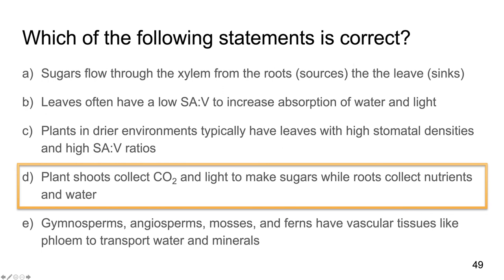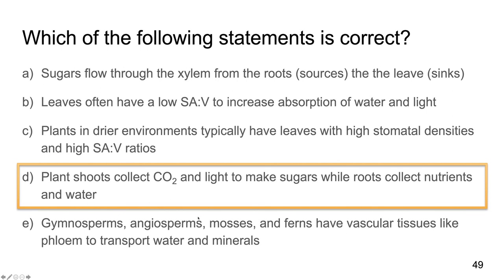Let's look at B. Leaves often have a low surface area to volume ratio to increase absorption of water and light. This is false. Leaves often have a high surface area to volume ratio to increase the absorption of CO2 and light, unless they're in a dry environment. Plants in drier environments typically have leaves with high stomatal densities. This is false. They typically have lower stomatal densities, and that's to reduce water loss. And they typically have lower surface area to volume ratios, also to reduce water loss.